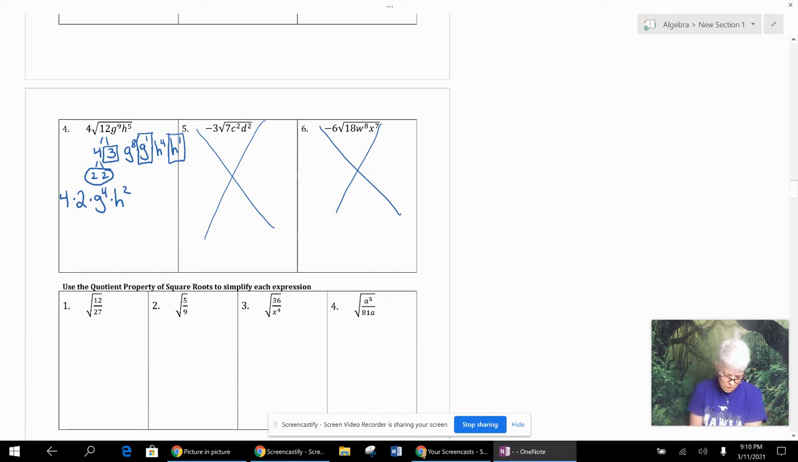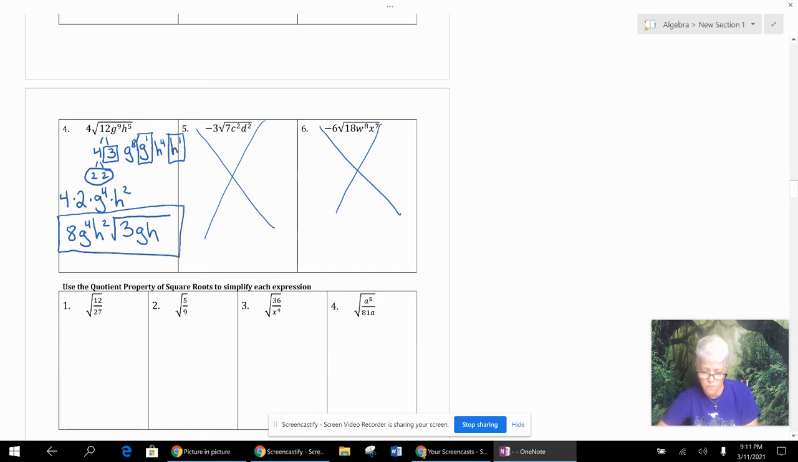On the outside, 4 times 2 is 8. G to the power of 4, H squared. That's on the outside. Inside, I have a 3, a G, and an H. Oh my, that was totally fun to do. Let's keep going. That was sarcasm, by the way.